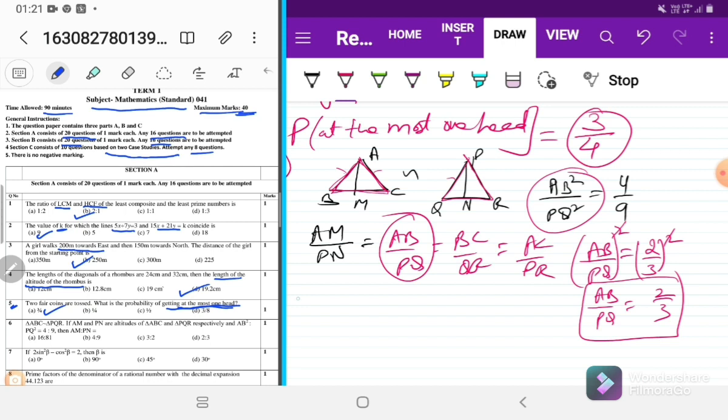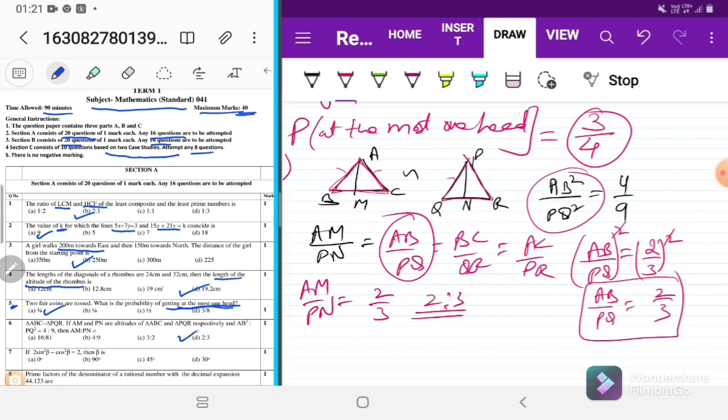So your AM upon PN is also equal to 2 is to 3. So ratio 2 is to 3 is your answer. Where is 2:3? In option D. Your option is D. Got it? You should know the results. No need to do all the proofs, but you should know the result of each theorem. When two triangles are similar, the ratio of the corresponding sides will be equal to the ratio of the medians, or you can say the ratio of their altitudes. All these things you should know.